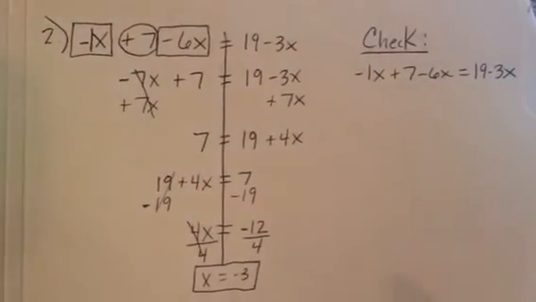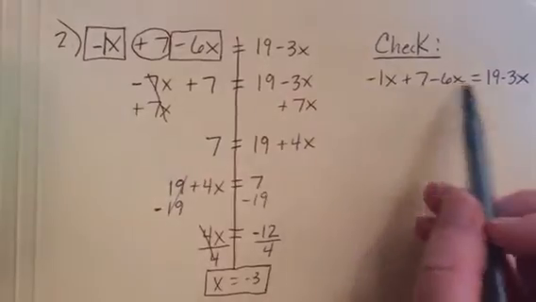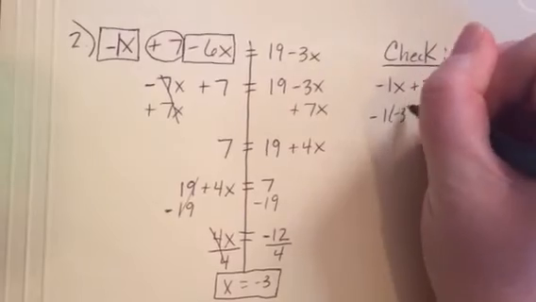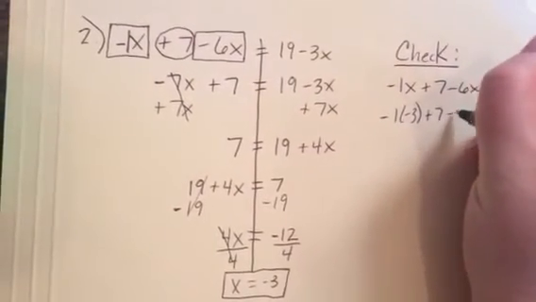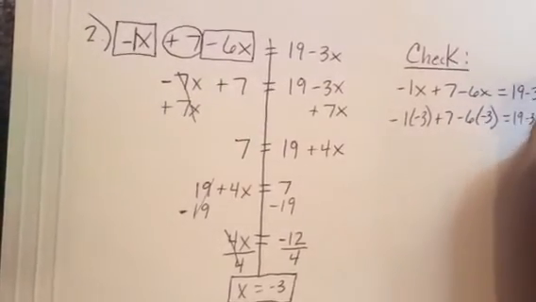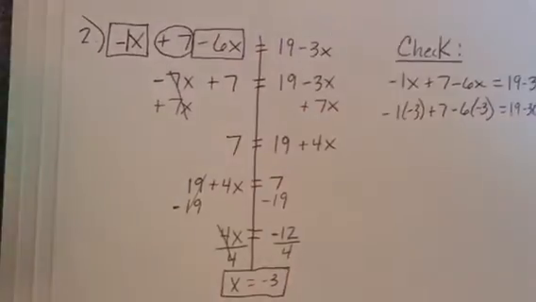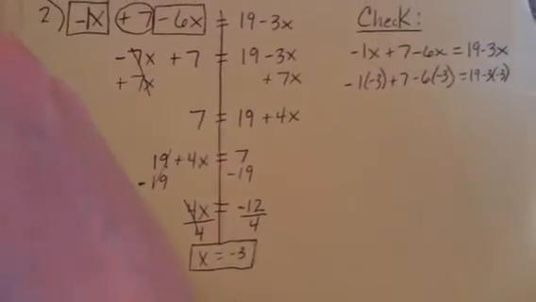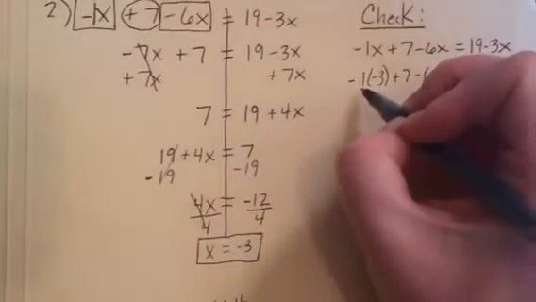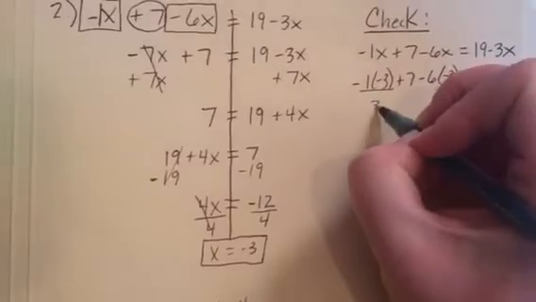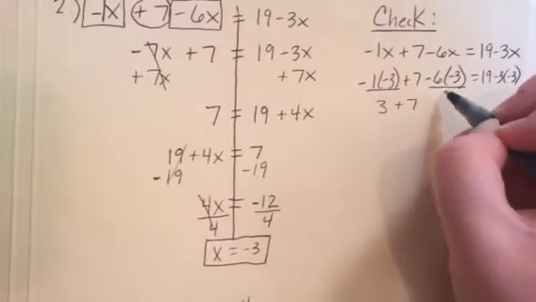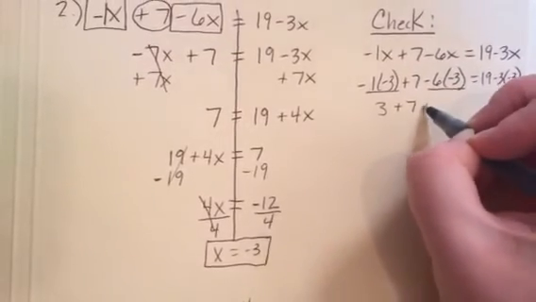Now I need to check to make sure that it makes my equation true. So I put my original equation, and I'm going to put my -3 everywhere I see an x. And if I use the order of operations correctly, I should get the same number on both sides. On the left side, I'm going to do my multiplication left to right. So -1 times -3 is +3. Then I bring down my +7, and then -6 times -3 is +18.